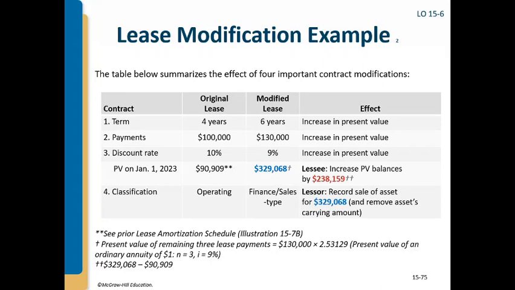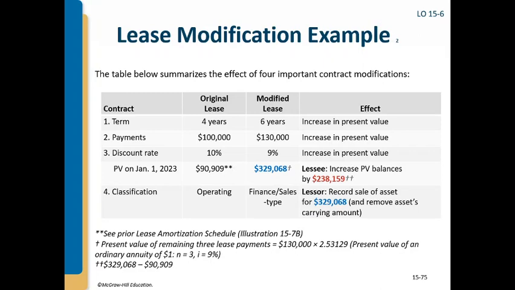And so the present value on the original lease on January 1, 2023 is only $90,909 because you only have 1 payment left in the original lease. But once it's modified, you've got 3 payments left. So that increases your present value by the difference between 90,909 and 329,068, or 238,159. It also changes, and so you have to make an adjustment to the books there.